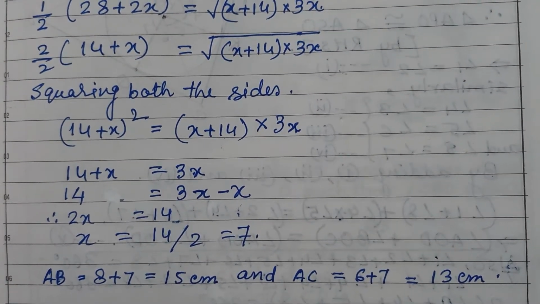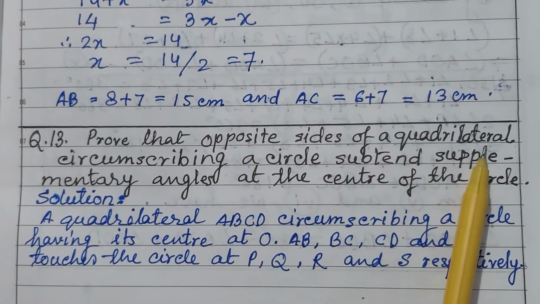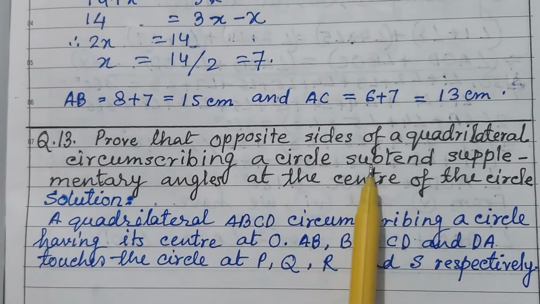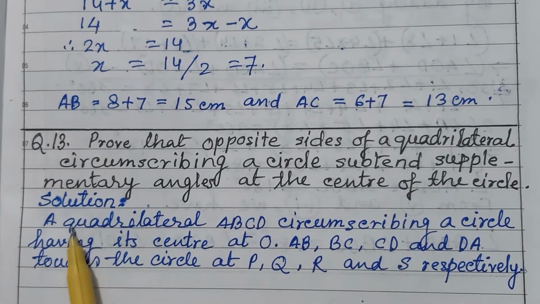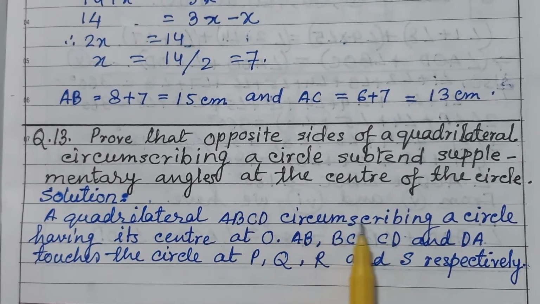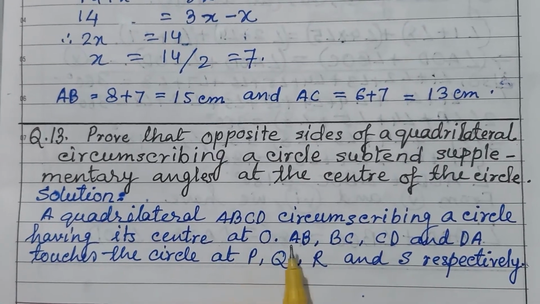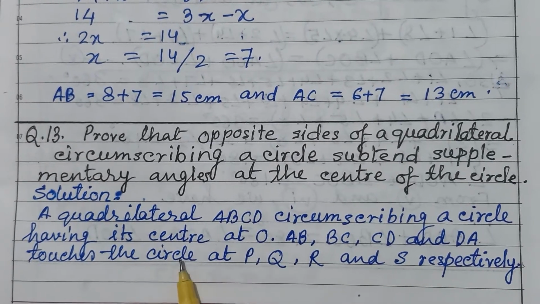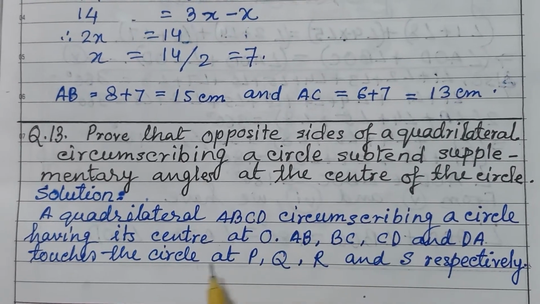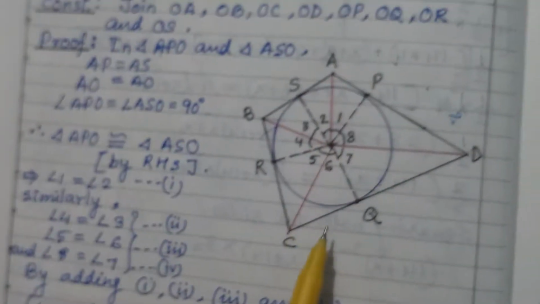Next question number 13. Prove that opposite sides of a quadrilateral circumscribing a circle subtend supplementary angles at the center of the circle. Quadrilateral ABCD circumscribing a circle having its center at O. AB, BC, CD and DA touch the circle, means four sides of the quadrilateral touch the circle at P, Q, R and S respectively. Figure is here. You see the figure first.